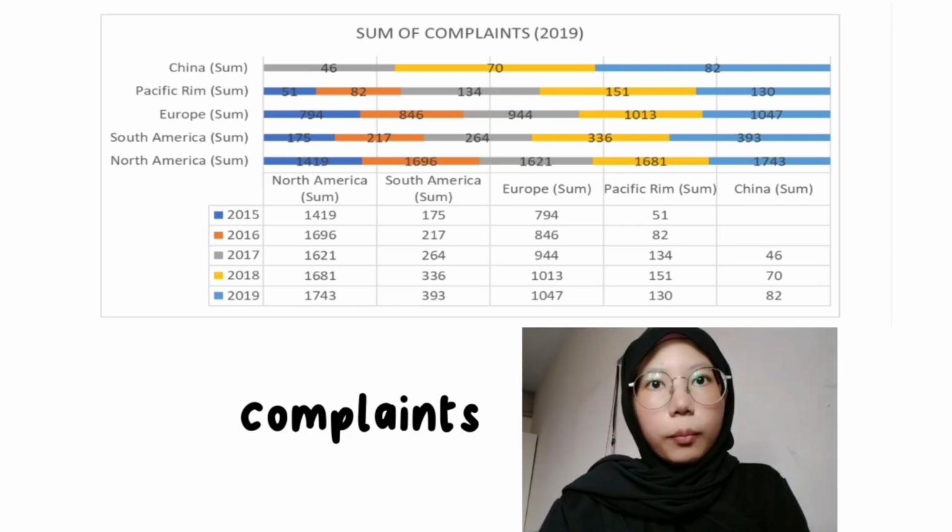Moreover, the complaints recorded in South America and Europe were increasing from 2015 until 2019. Meanwhile, the complaints at Pacific Rim started decreasing from 151 to 130 from the year 2018 to the year 2019. Next is mower unit sales.